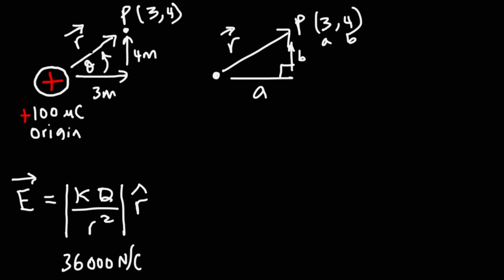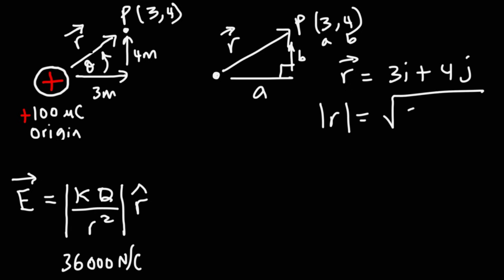So in this problem, the position vector is simply 3i plus 4j. The magnitude of the position vector is going to be the square root of 3 squared plus 4 squared, which is basically the length of the hypotenuse, or the distance between the point charge and the point of interest. So the magnitude of the position vector is simply 5.